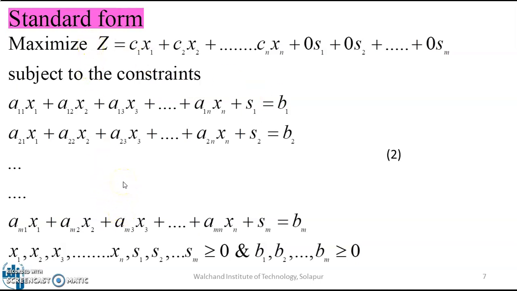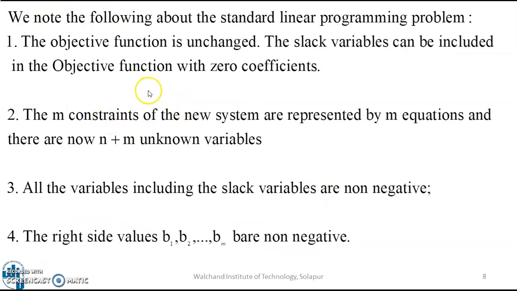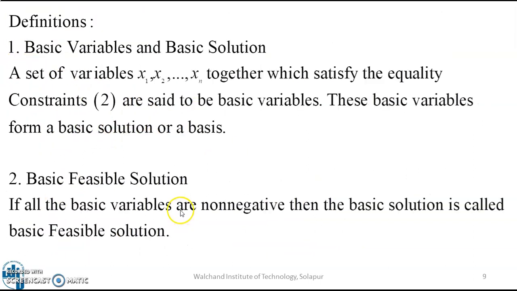The standard form means the objective function must be of maximization type, and all the constraints of less than or equal to type are converted to equation constraints by adding slack variables on the left hand side and writing the same slack variables in the objective function with zero coefficients. This is the standard form of a linear programming problem for the simplex method. Whatever points I have just said are written here.